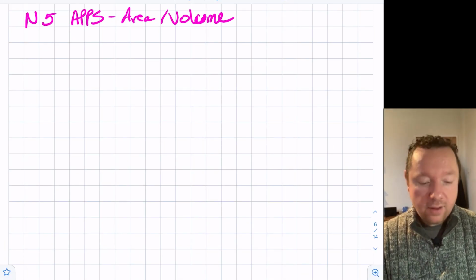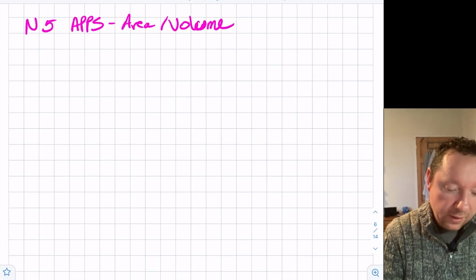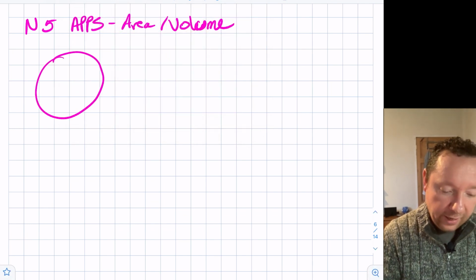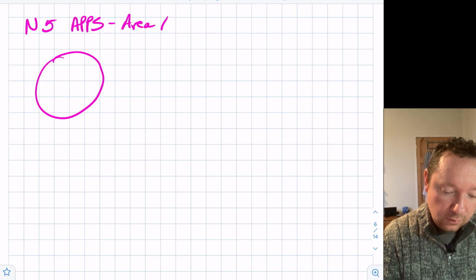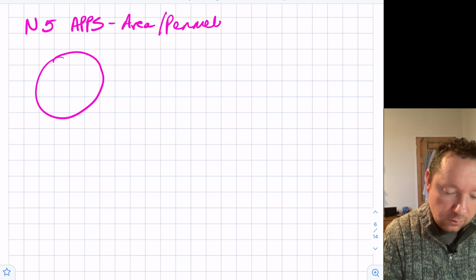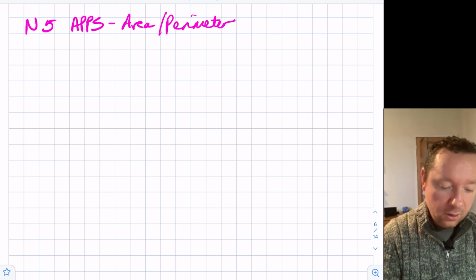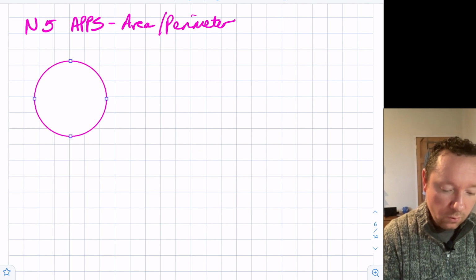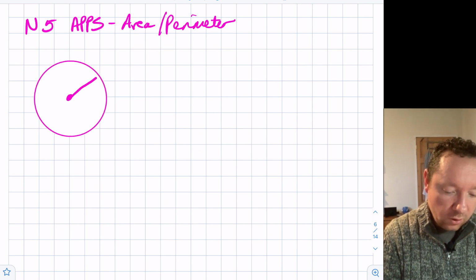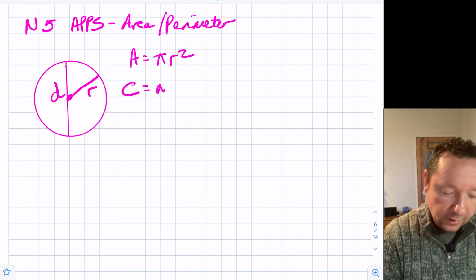Okay, National 5 apps, area and volume. Your key things for area and perimeter: for a circle, we have the radius and the diameter. The area you need to know is pi r squared, and the circumference is pi times diameter.